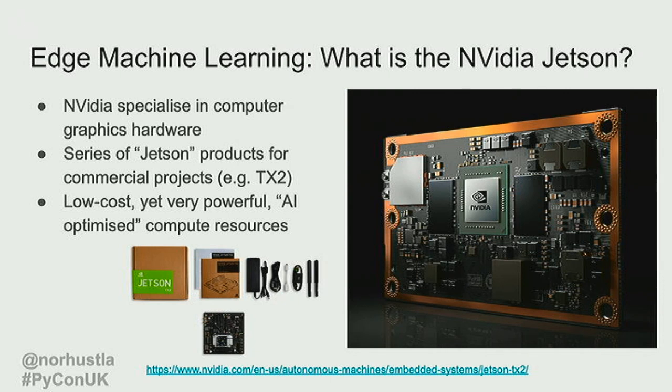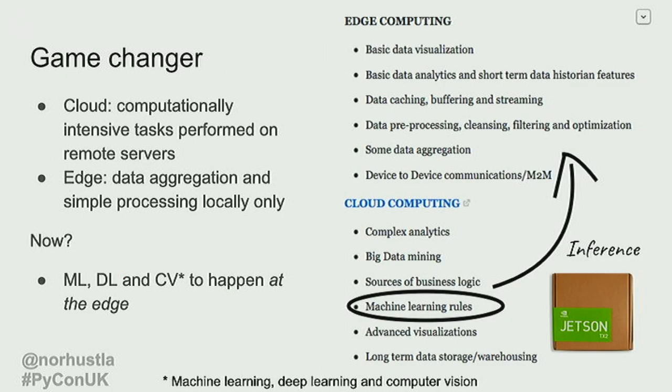And this Jetson TX2 comes in a kit, as you can see here, in the box with the power supply and all the things you need. But it's really aimed at industry, really, for small companies who want to experiment with edge technology. What it really is, though, if you think about it, it's a bit of a game changer.